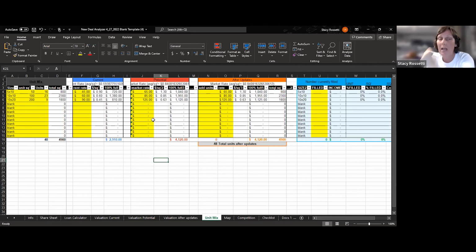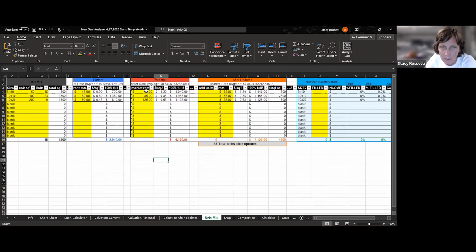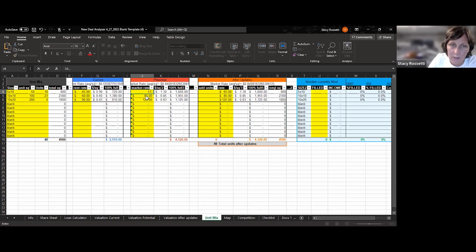All right. If you take the average per unit, if I take 53, 33, 75, and 110, and then I put them in here, right? Let's just say we do 53, 33, 75 and 110. Whoops, I put the wrong thing. Sorry, 53, 33, 75, and 110. So this one comes out to 72 cents a square foot, right?